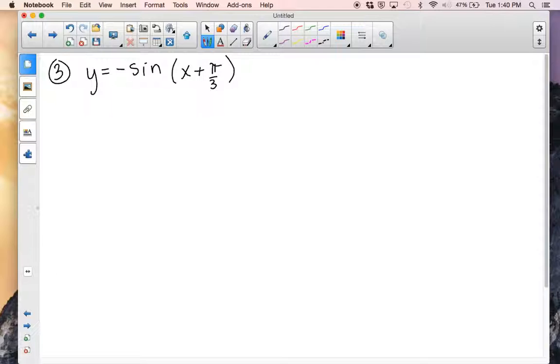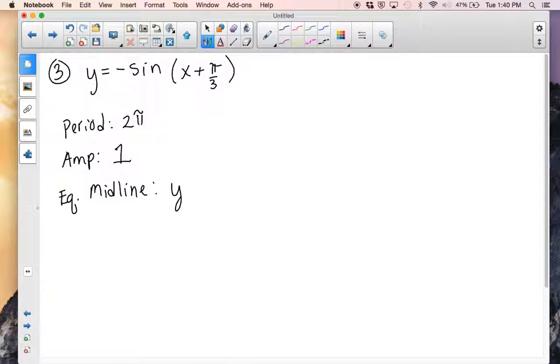So we've got period, it doesn't change, it's 2 pi. Amplitude hasn't changed, it is positive 1, the absolute value of negative 1. Equation of midline is y equals 0 because it hasn't moved. Phase shift is negative pi over 3 because remember it's negative c over b. And then vertical shift is 0. There is no vertical shift.